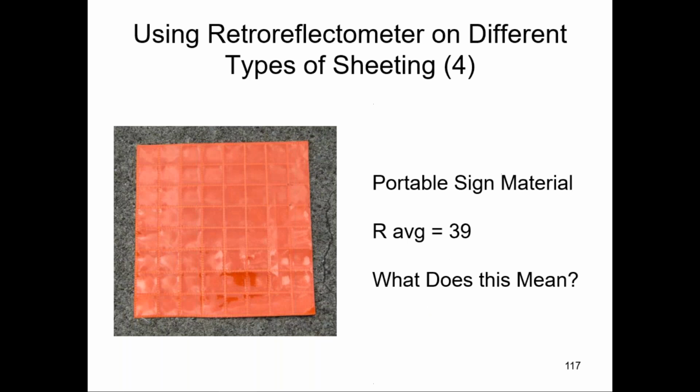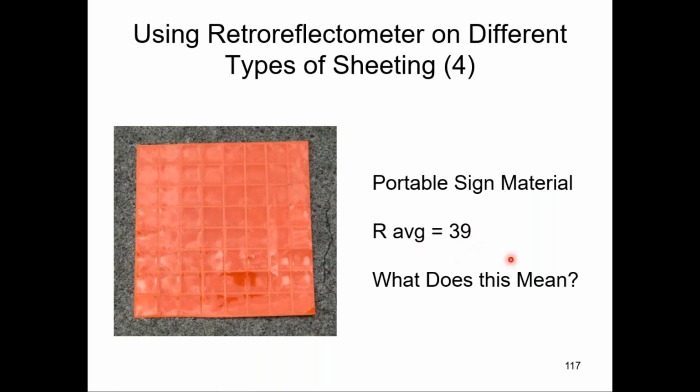Then how about this one? This is some portable sign material, and there's a variety of different materials that are used. So we're just talking about this one. There are other, of course, portable sign materials used, but I took the gun to this and got an average of 39.